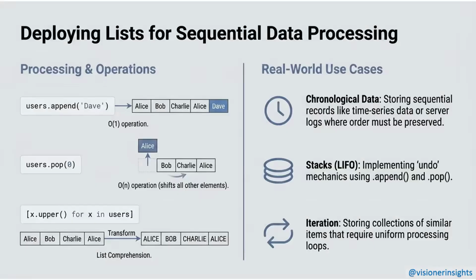So why is this so important? Well, all that flexibility makes lists just perfect for things where order is everything, like server logs or any kind of time series data. You can even use them to build an undo feature with append and pop, or just use them as a simple container for stuff you need to loop over one by one.